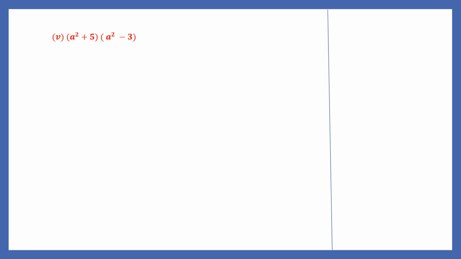Next one. So here again, we're going to take the first term and multiply it with the whole of the second expression. So this is a square into a square minus 3. Then take the second one, that is 5, and multiply it with a square. That is 5 into a square, the whole expression, a square minus 3. Now let's take the first term and multiply it first with this and then with the second term.